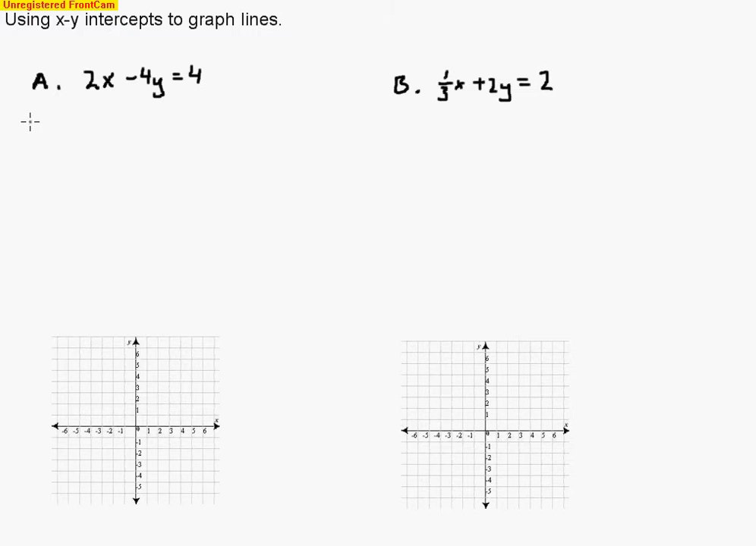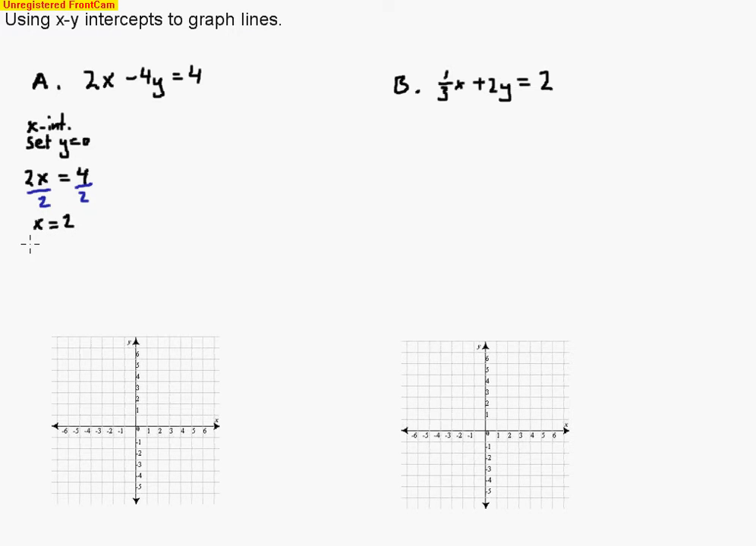So the first thing is we'll find that x-intercept. Remember, when we find the x-intercept, we're going to set y equal to 0. And so in order to set y equal to 0, this term's going to cancel out. So all I'm left with is the 2x equals 4. And so we go ahead and solve a little further. So we do some opposite operations here. We divide by 2 on both sides. And then we're left with that intercept of x equals 2.